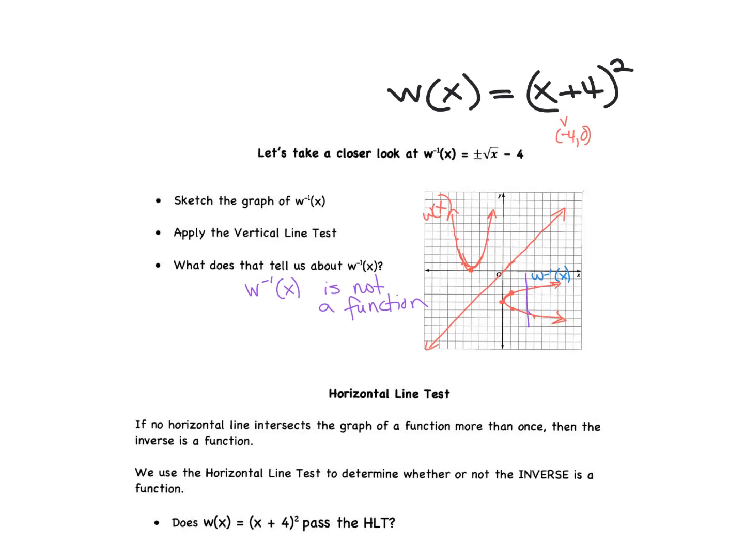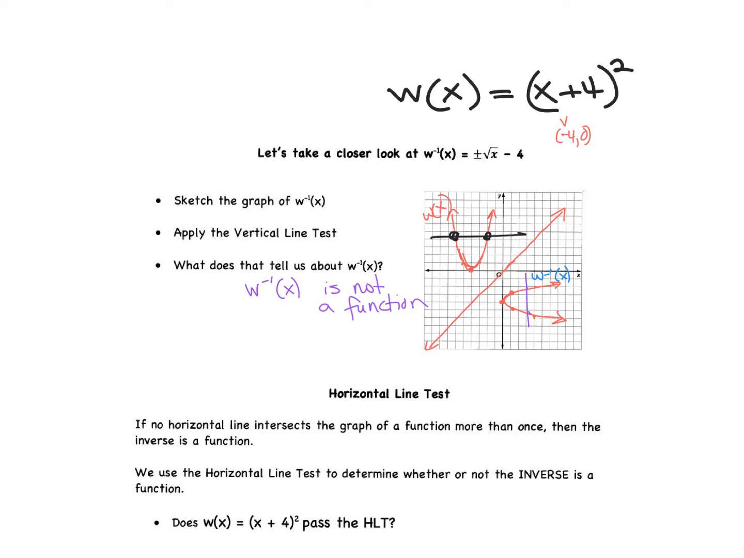What's this all about? Well, this can be used when you look at just the original function. The horizontal line test works like the vertical line test, but it's used to determine if the inverse is a function. So it states if no horizontal line intersects the graph of a function more than once, then the inverse is a function. So you're looking at w of x, your original. You know it passes the vertical line test. You've been doing that since Algebra 1. But if I draw a horizontal line, well, it hits twice, so this fails the horizontal line test.